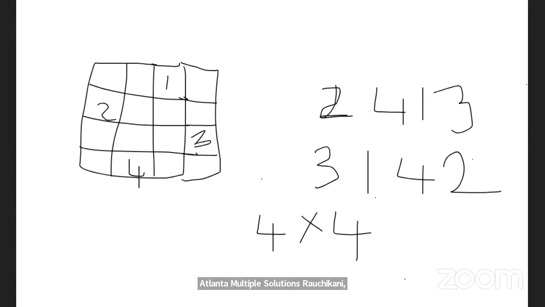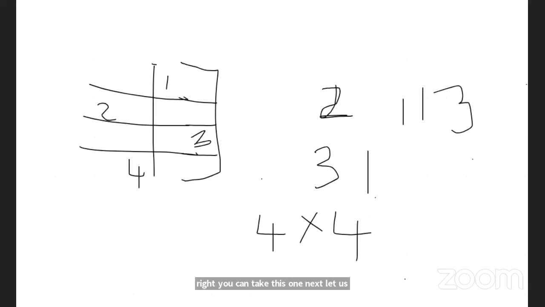You can take this one. Next, let us go to the next concept. One minute, I'm sharing my screen. Yeah, let us go to the next concept.